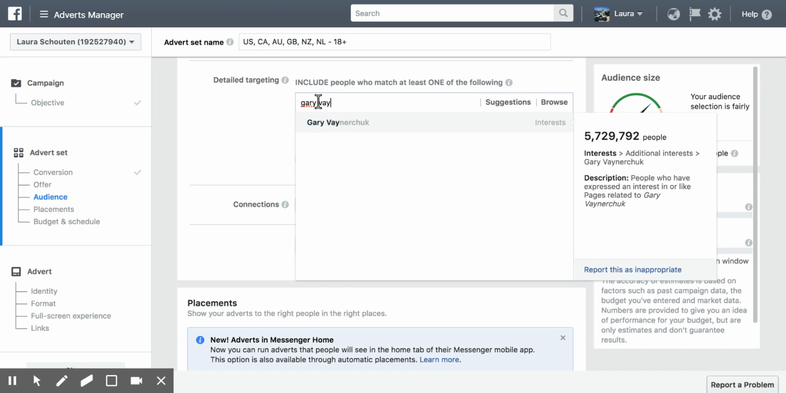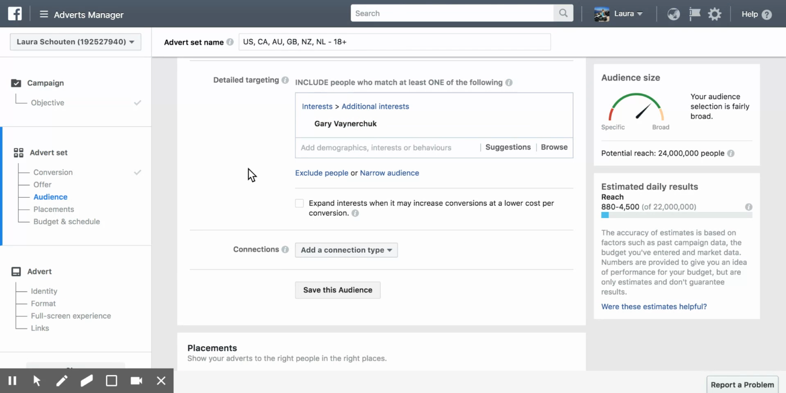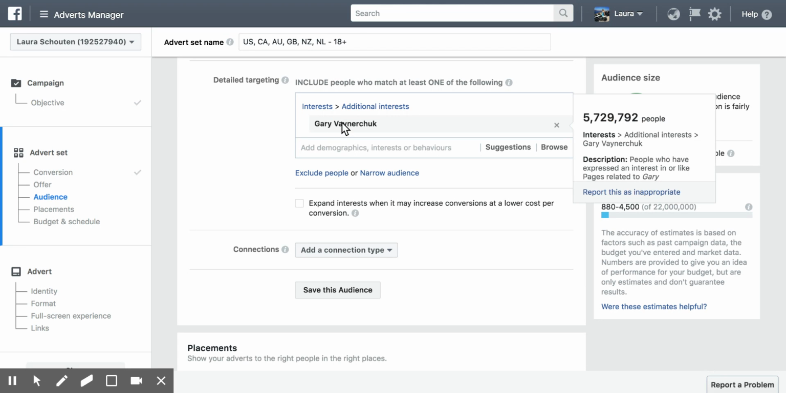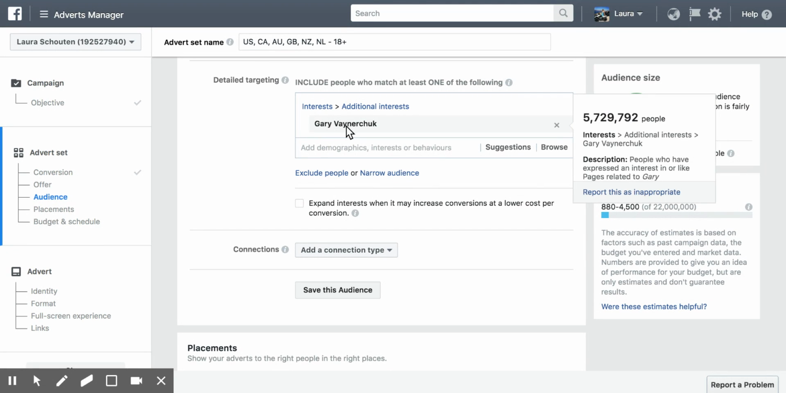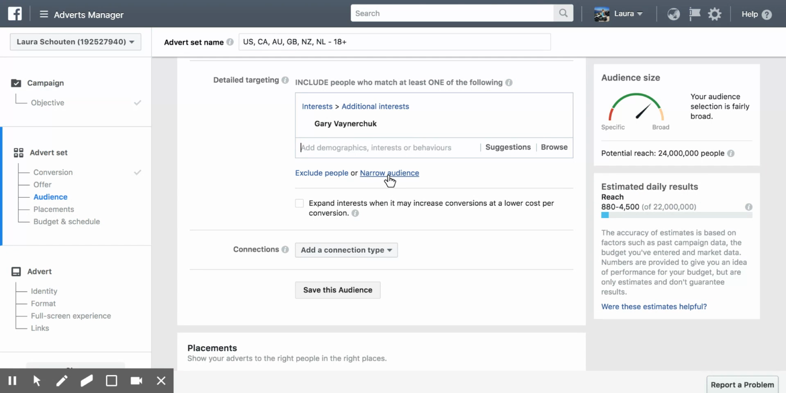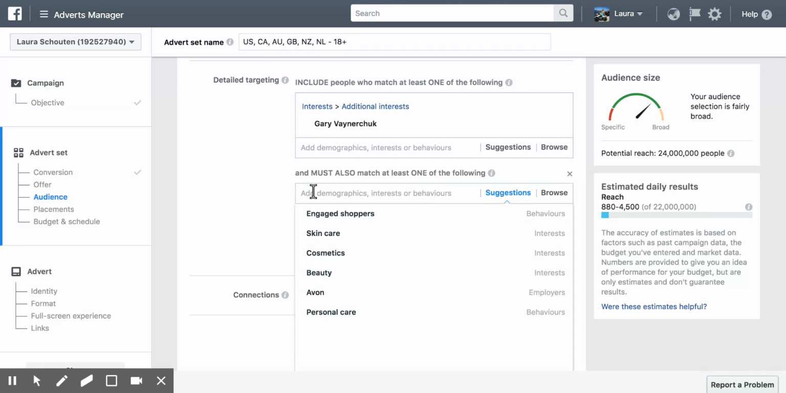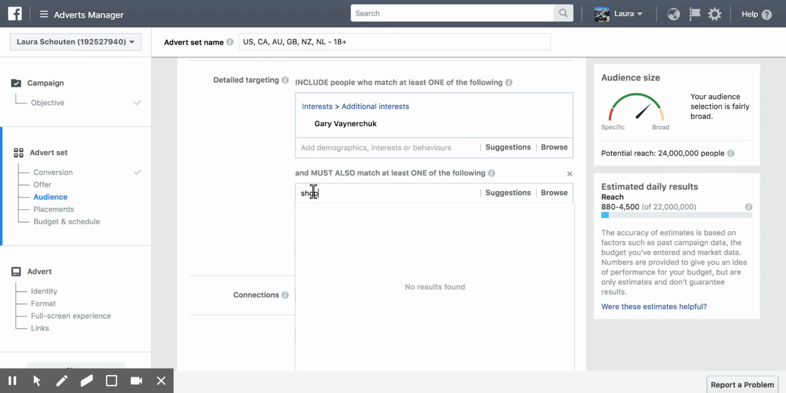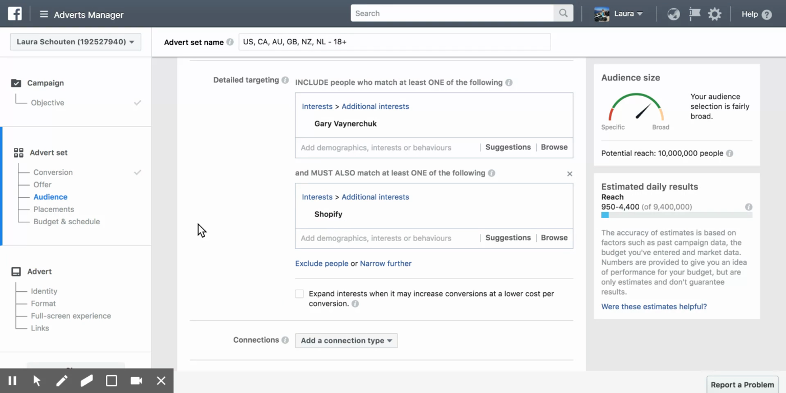So you start with the big person's name. Okay. He has 5.7 million likes on his page. Now then you'd narrow down. So he's an entrepreneur, and people who follow him are probably obviously entrepreneurs too. And then you can narrow it down to something like this. So if you're trying to target people who are into Shopify, okay, to sell them your app or something like that, then you might go Shopify. So they've got to like Gary Vaynerchuk plus Shopify. So now you've got 10 million people.